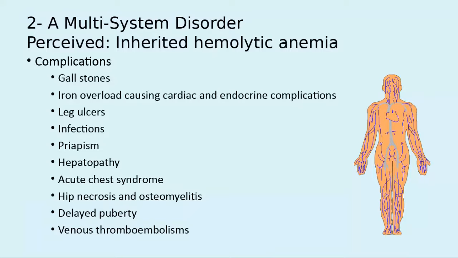Again, it's a multisystemic disease. It is not simply pain. A patient with sickle cell anemia will be like a patient with multisystemic disease. For example, a patient with systemic lupus would have one antibody but damage all over the body. Same thing for sickle cell anemia. A patient with sickle cell anemia can have gallstones, iron overload, leg ulcers, infection, priapism, hepatopathy, acute chest syndrome, hip necrosis, osteomyelitis, delayed puberty, and venous thromboembolism. Those are all the problems that we can encounter, and they are really considered a great challenge for healthcare providers.